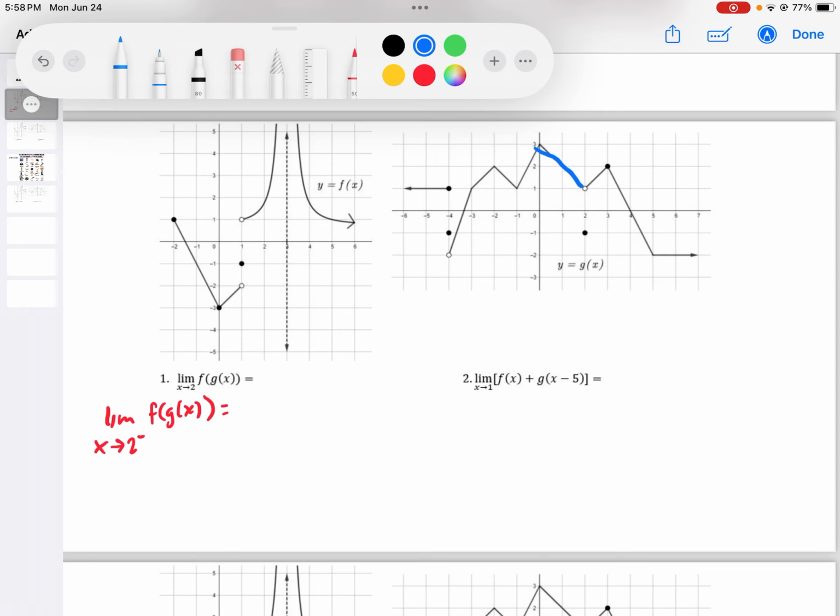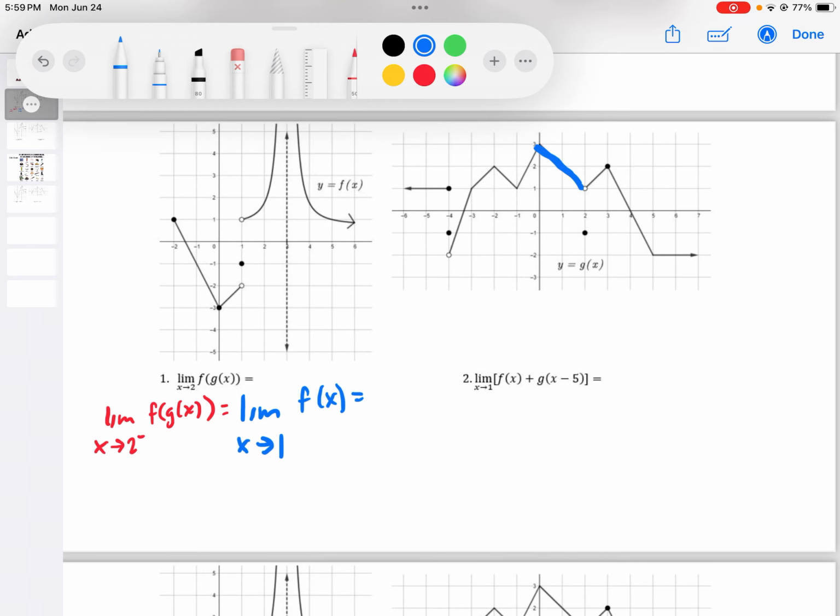Okay, but the tricky part about the limit composition part is I've got to then find the limit of f of x as x is approaching something. And the something is kind of tricky. So the limit as x approaches 2 from the left of g of x is 1. So I need to find the limit as x approaches 1 of f of x. Now here's the tricky part.